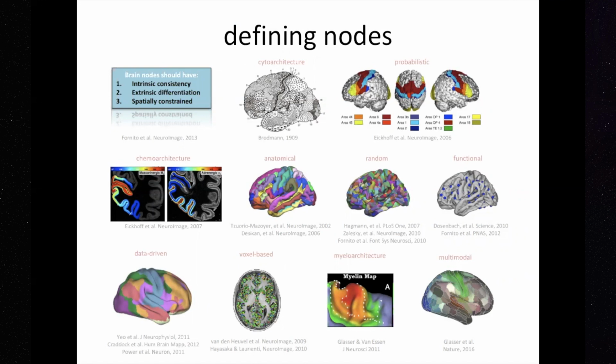But there are different ways of doing this. You could use pre-existing atlases. You could also use random parcellations. You could do it on a voxel-wise level. Obviously, then the network is really big, up to 20,000 voxels, and you might want to use a supercomputer for computing everything. Or, if you're also interested in gene interactions, you could use a cytoarchitectonic atlas, and so on and so forth. But there are only three rules which you would have to apply. First, brain nodes should have intrinsic consistency. Then there should be extrinsic differentiation between those nodes. And obviously, they should be spatially constrained.